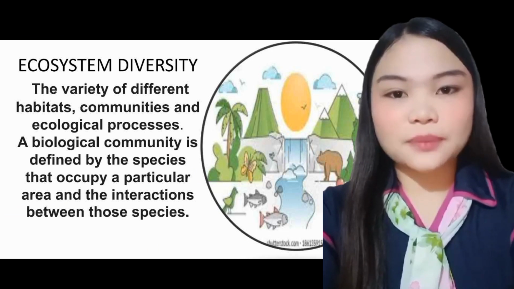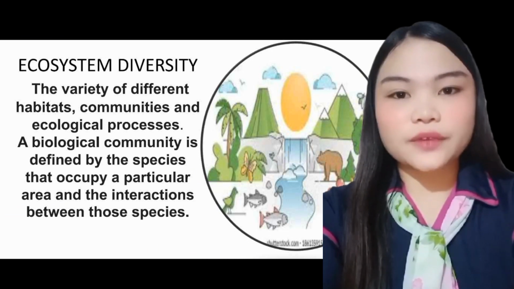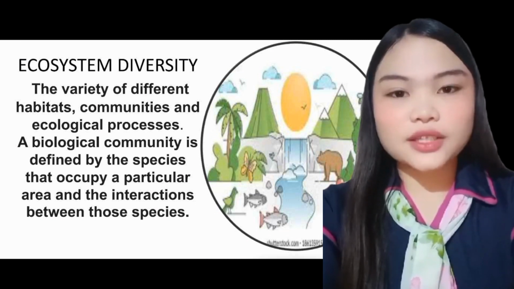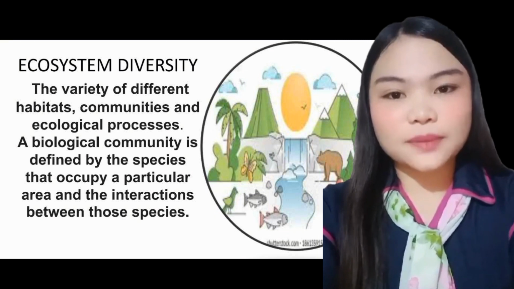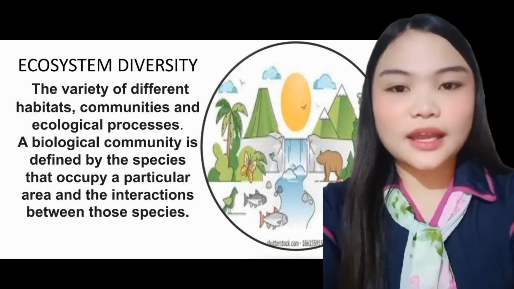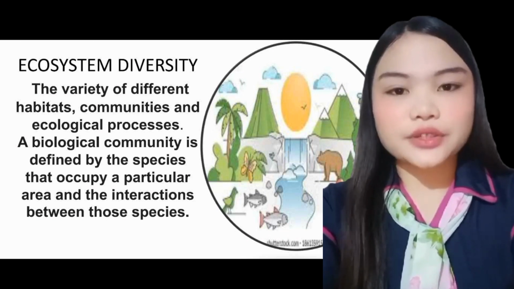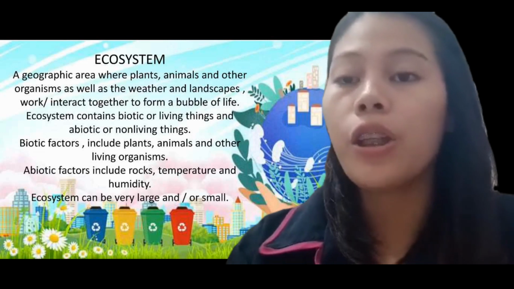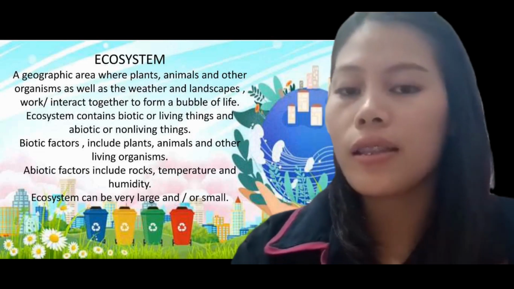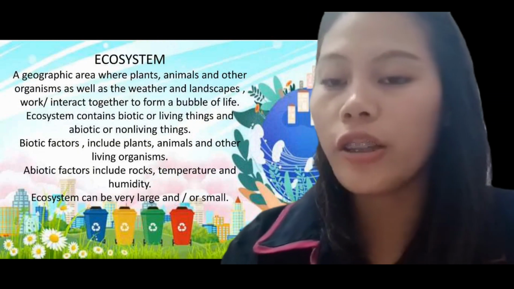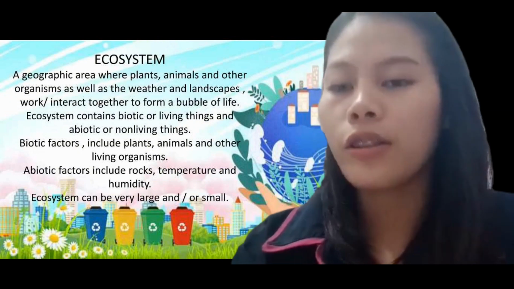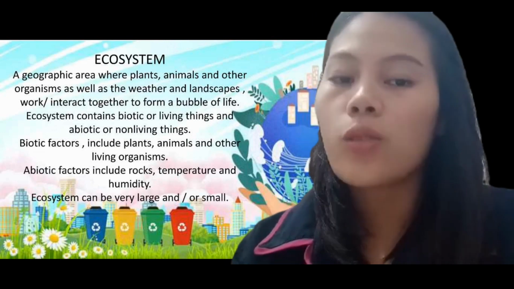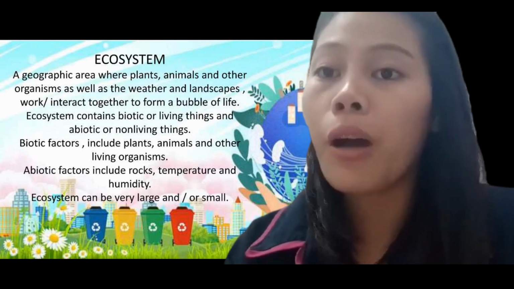Ecosystem diversity can be defined as the variety of different habitats, communities, and ecological processes. A biological community is defined by the species that occupy a particular area and the interactions between those species. Ecosystem. An ecosystem is a community of groups of living organisms that live in and interact with each other in a specific environment. It contains many different kinds of life, plants, animals, as well as weather and landscape, to form a bubble of life.